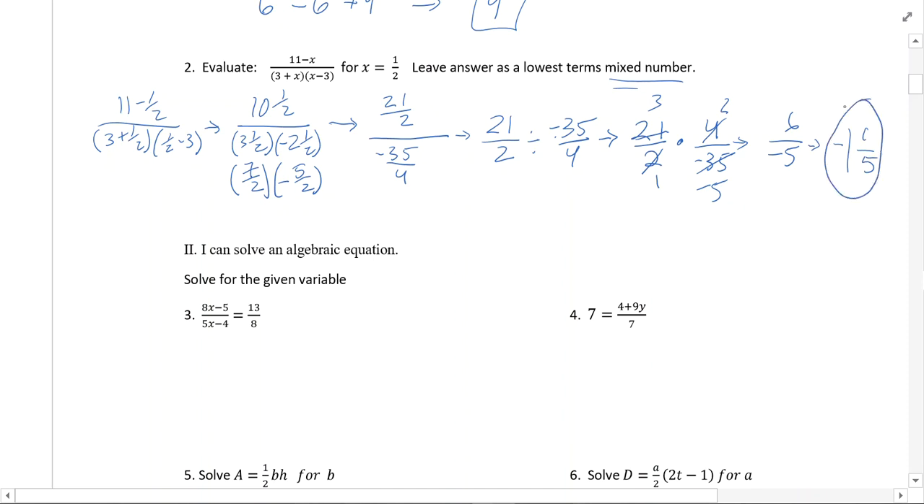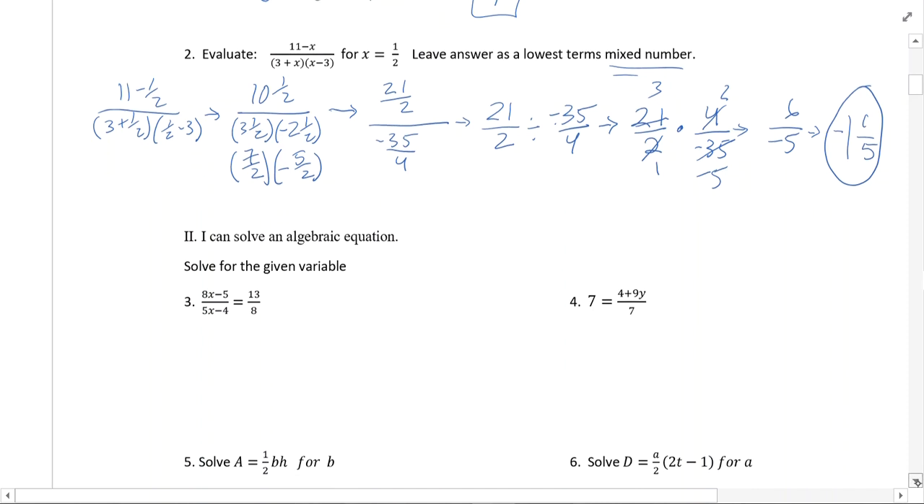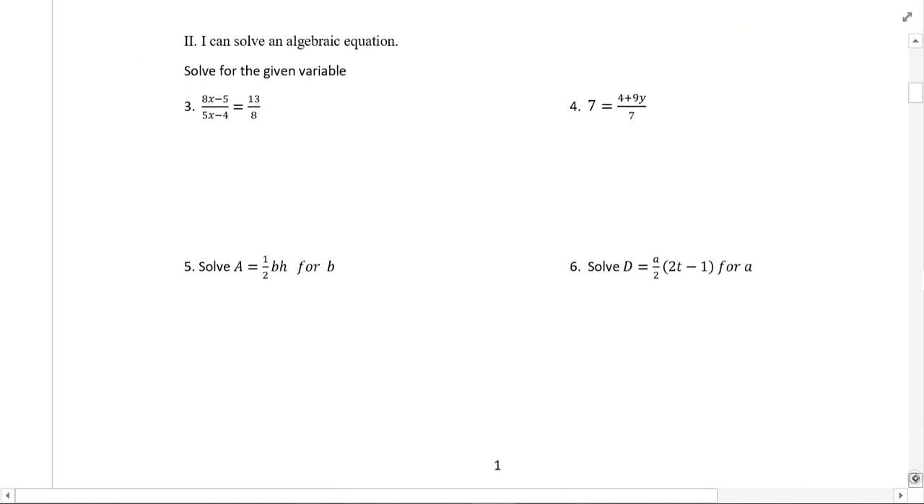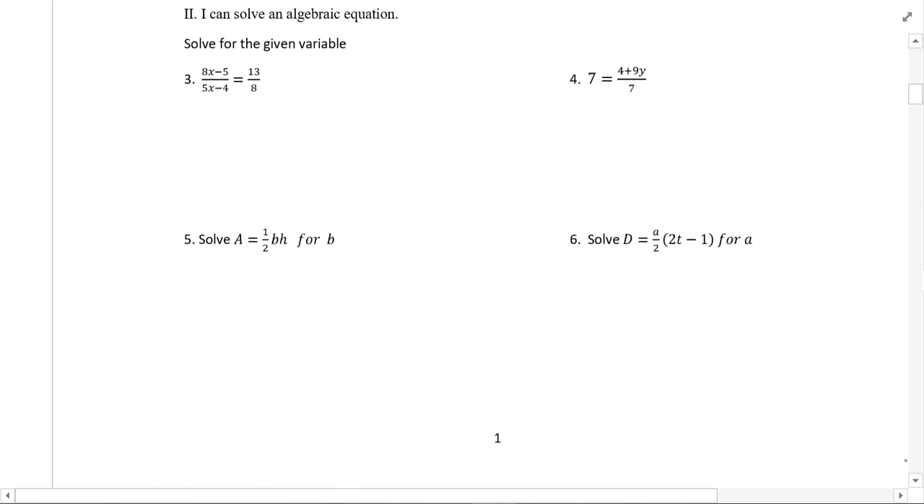So that was a little bit of review of substitution. Remember, Unit 1 is a review of Algebra 1 topics. All right, next skill, number 2. I can solve an algebraic equation. All right, so here, let's go ahead and solve these for x.